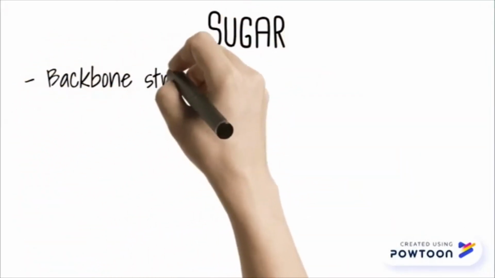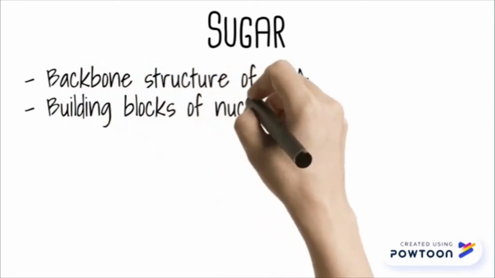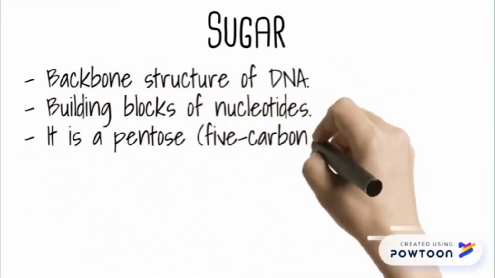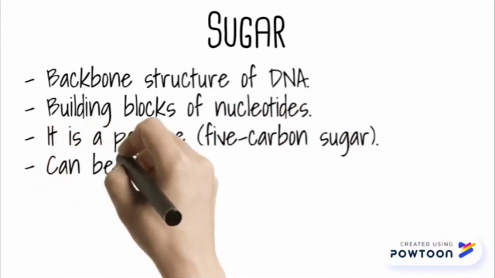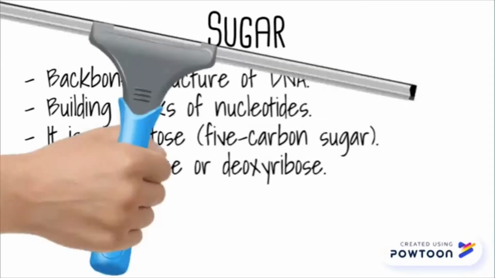Sugar. They make up the backbone structure of the DNA double helix. They are the building blocks of nucleotides. It is a pentose that gets its polarity from the sugar bases. Sugars in nucleic acids can be either ribose or deoxyribose.